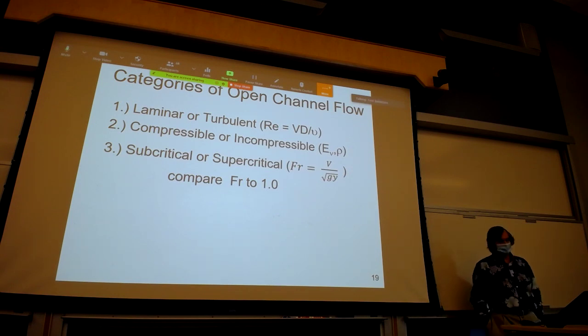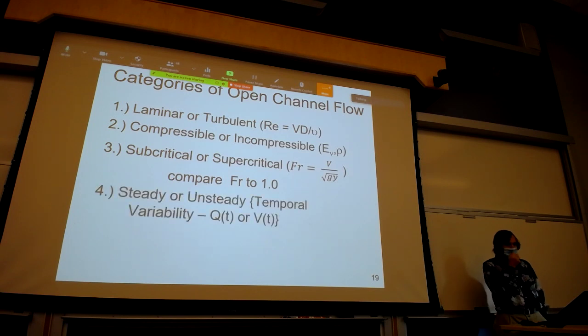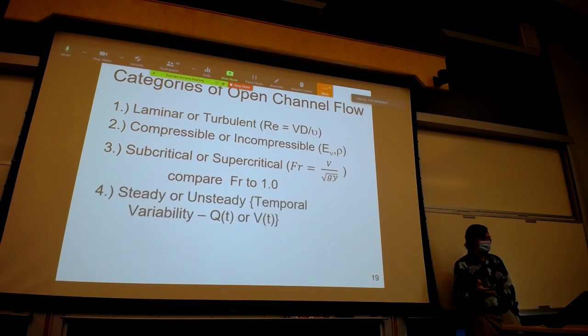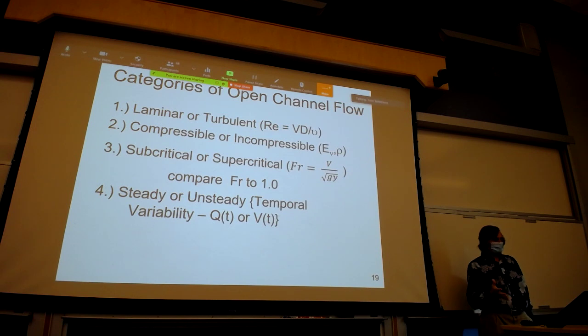And if the Froude number is less than 1, you have subcritical flow, greater than 1 supercritical flow, equal to 1 critical flow. You can have steady or unsteady open channel flow. So think of steady or unsteady. If you're sitting by a riverbank and you're fishing, steady flow means that the discharge is constant while you're there, which means the water level would be constant if you look at the Manning's equation. So the depth of flow is constant, the discharge is constant, the velocity is constant at that one location.